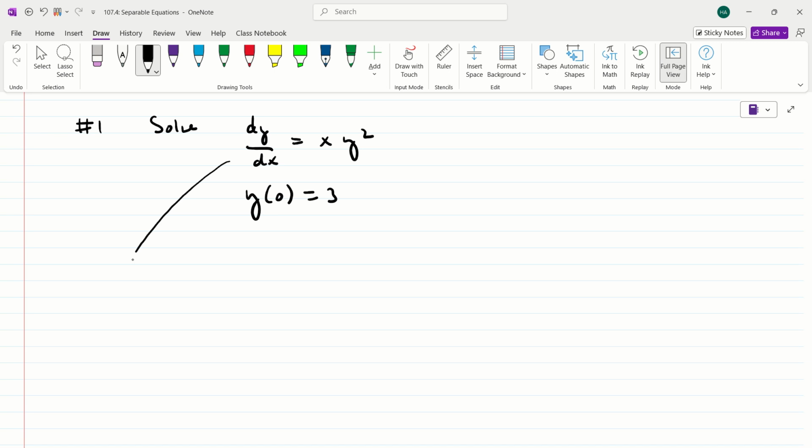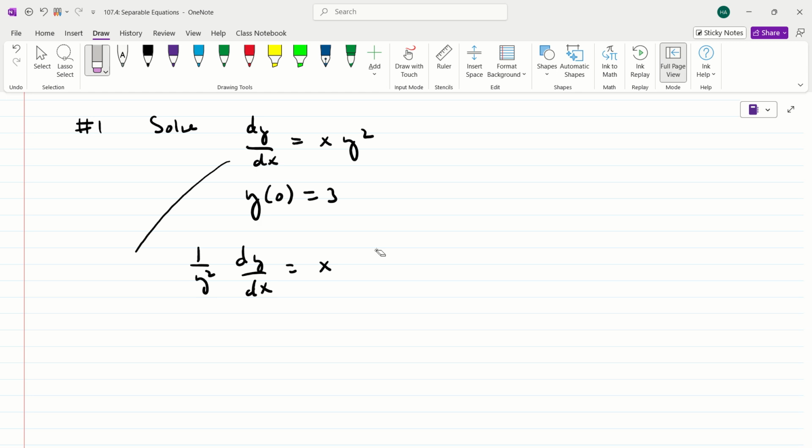So we can divide both sides by y squared to get 1 over y squared dy dx is equal to x. At the moment, we have on the left-hand side this to be solely a function of y, and this to be solely a function of x. So we know that this is a separable differential equation.